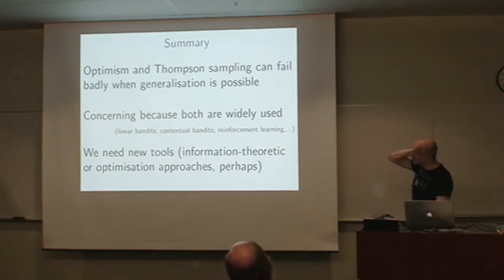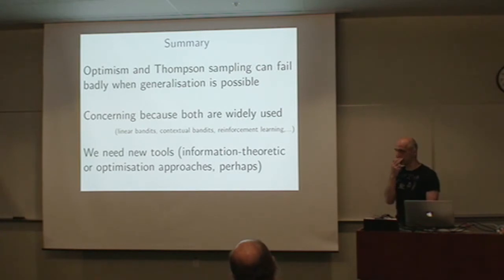Anyways, so, summary: optimism and Thompson sampling can fail badly when generalization is possible. So maybe we should think about other ways of designing our algorithms. And this is concerning because these ideas are really widely used in reinforcement learning as well, right? So people keep designing these algorithms without ever worrying about this. And we need new tools, it seems, to come up with things that are even better. All right, that's it. Thanks.